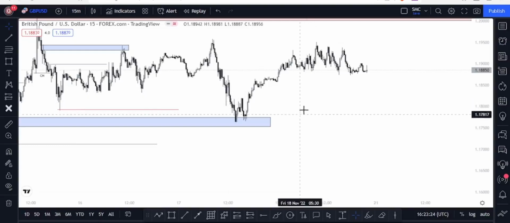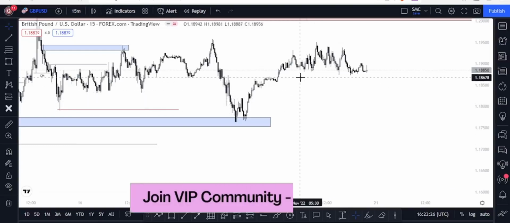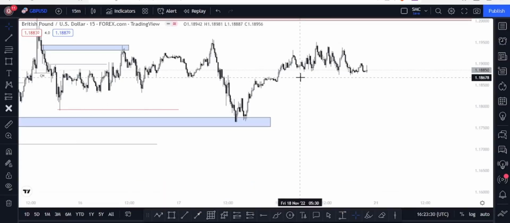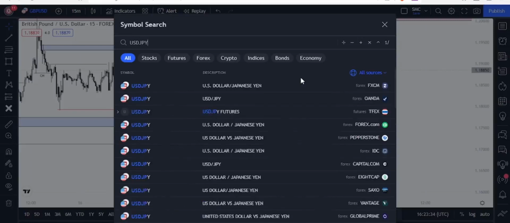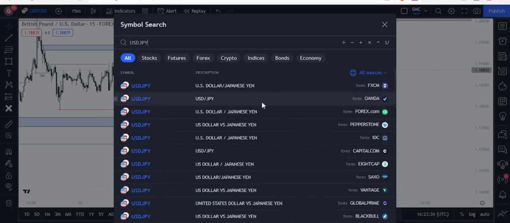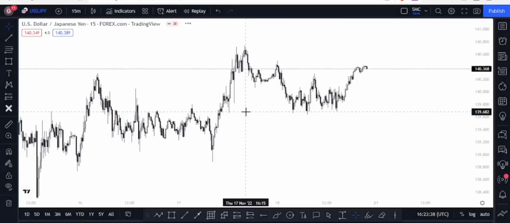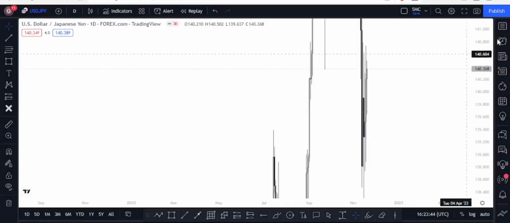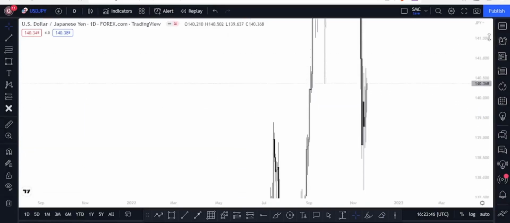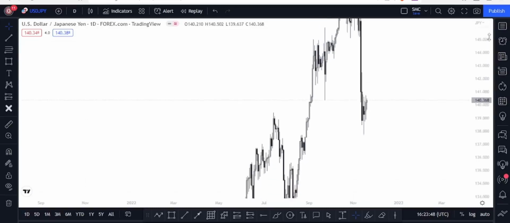So that's what we are expecting from pound dollar this week as the week opens. And now we go to our next pair, which is dollar yen, which is going to be the last pair that we'll be looking at this week. Okay, dollar yen, we are going to the daily time frame, guys. Let's see what dollar yen holds for us.